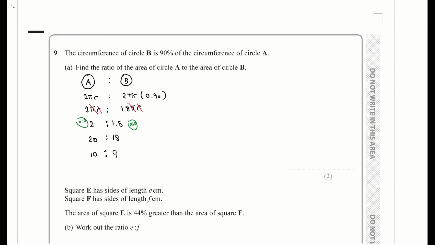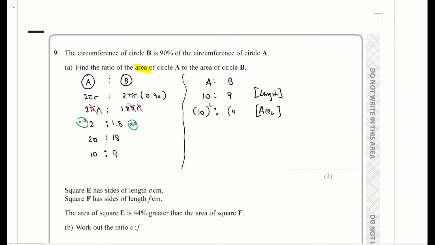The question though wants the ratio when we're talking area. So I need to do a little bit of work to get the areas. If I bring that up, so I have A is to B, I'm just losing space here, that's 10:9, we said. Now that's talking about length, because circumference is the length of a shape. We want area, which is going to square that, isn't it? Because to get from a length to an area, we need to square my answers. So all I'm doing is squaring the left and squaring the right, because if you do it to one side, you have to do it to the other. So 10 multiplied by 10 is 100. 9 multiplied by 9 is 81. So my ratio there is going to be 100 is to 81.